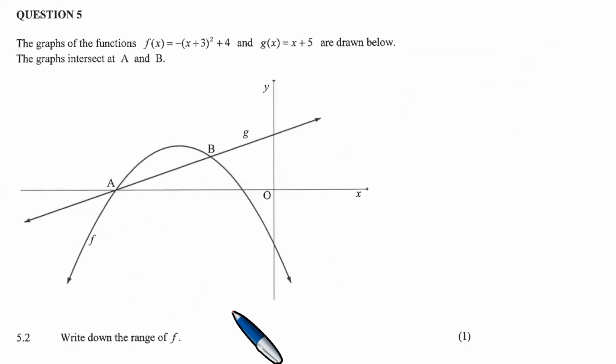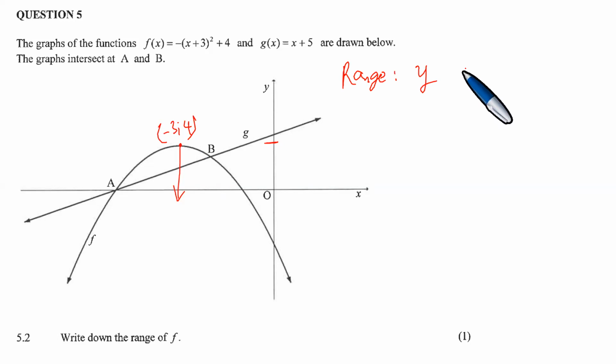Right, 5.2, we need to write down the range of F. What is the range of F? Right, the range of F will obviously be from the turning point further down. So what is it? We have learned that this one is -3 and 4. What is the range? So you have 4 downwards.